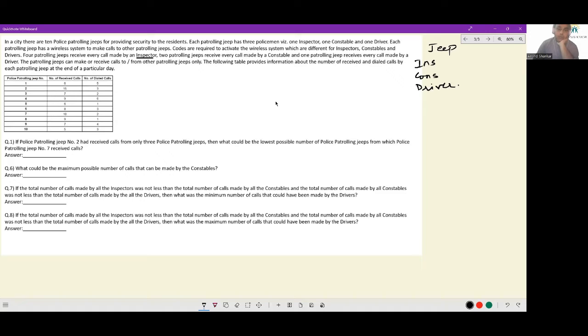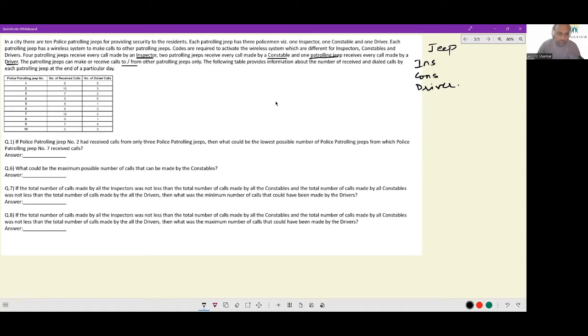Similarly, 2 patrolling jeeps receive every call made by a constable, and 1 patrolling jeep receives every call made by a driver. The patrolling jeeps can make or receive calls to or from other patrolling jeeps only. The following table provides information about the number of received and dialed calls by each patrolling jeep at the end of a particular day.